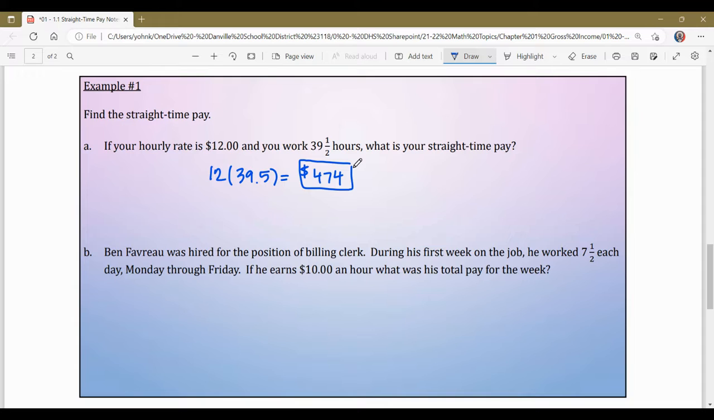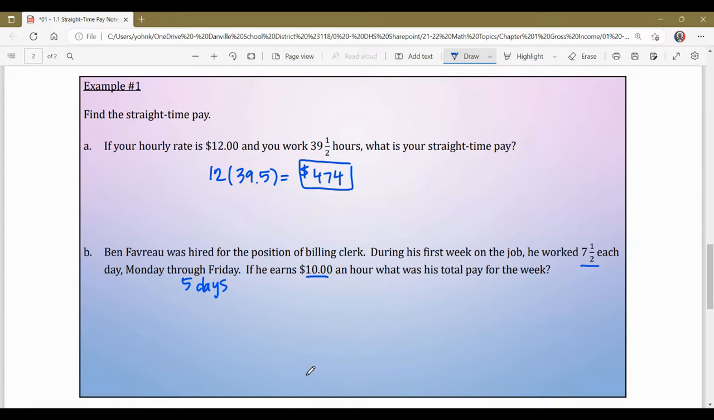Okay, part B, Ben Favreau was hired for the position of billing clerk. During his first week on the job, he worked 7.5 hours each day, Monday through Friday. So that would be for 5 days. If he earns $10 an hour, what was his total pay for the week?